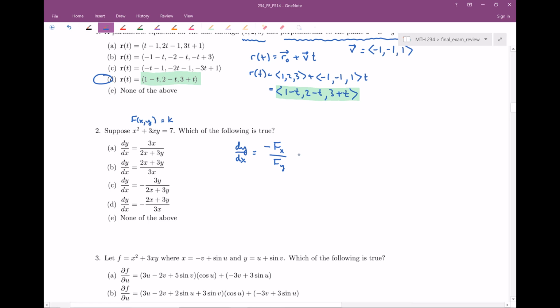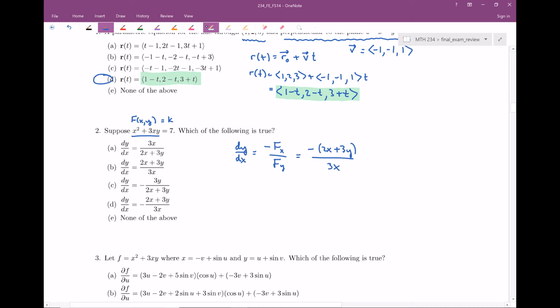So let's calculate this out. I'm going to have negative, let's say the partial of F with respect to x. So here is my capital F right here. If I take the partial derivative of this with respect to x, I think I'm going to get 2x plus 3y, divided by the partial of capital F with respect to y. So let's see, I think that's just going to be 3x.